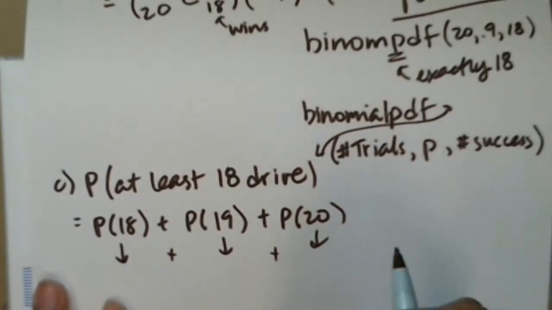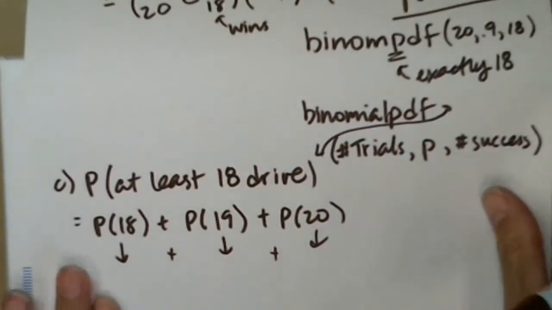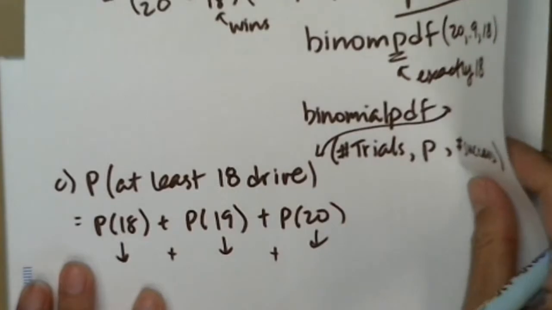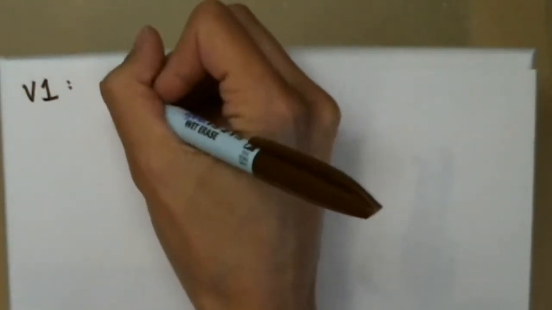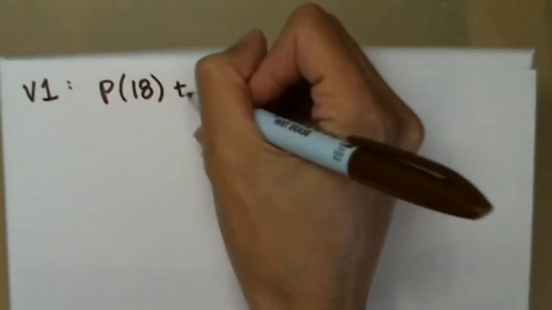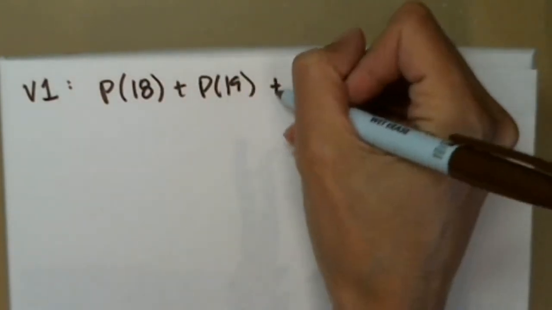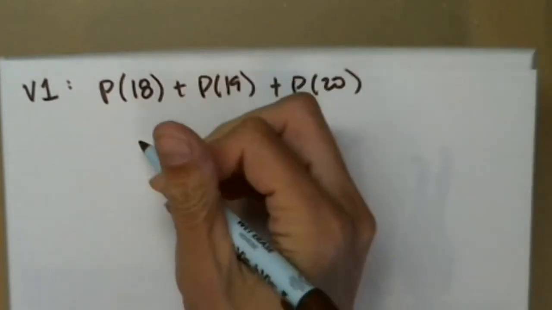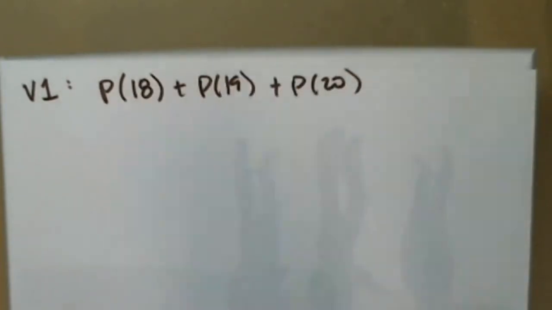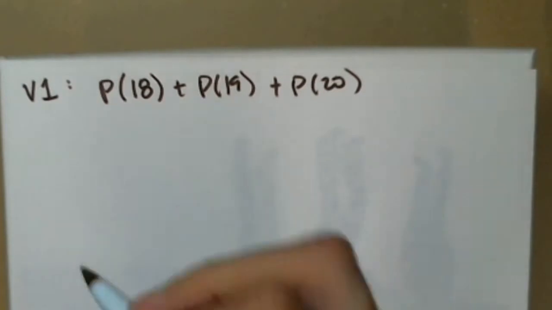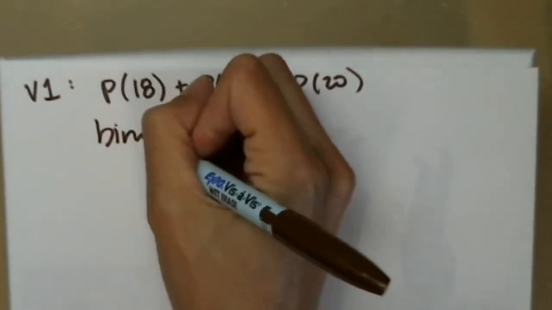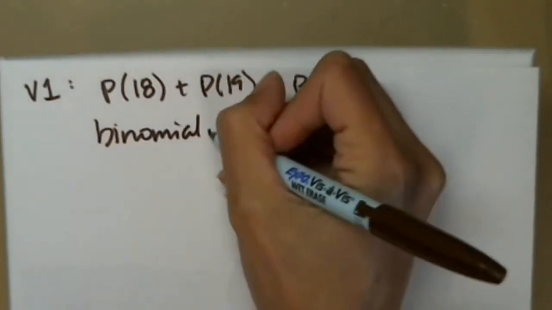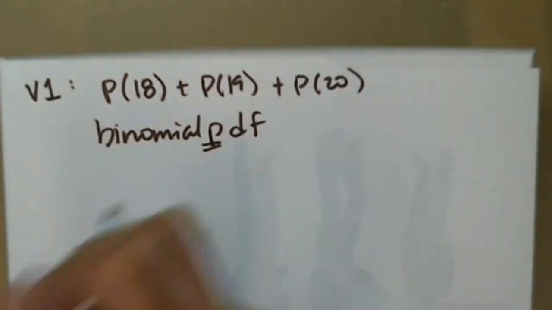So I could do that, but there's a couple of shortcuts that you can take with your calculator. Let me give myself a little more paper, and we'll go ahead and do the "at least." Okay, here is version 1. Version 1 solves the probability of at least 18, which is 18, 19, or 20. So we're going to put this into our calculator using binomial. We're going to do the PDF version this time.